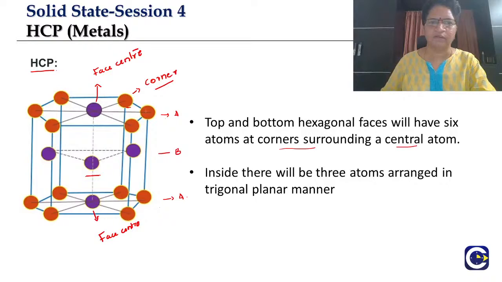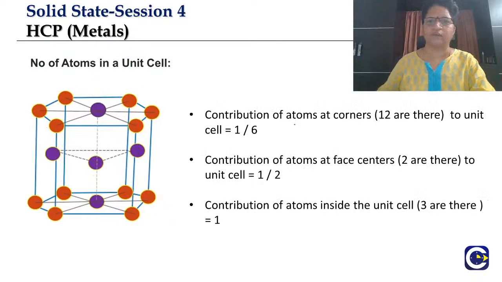And here we have how many? 6, and 1 at the face center, and 3, let me say, at the center of the body. Fine. Contribution of atoms at the corner: if we take up a cubic unit cell, there were 8 shared by 8 other unit cells. But here we have 6 at the top, 6 at the bottom, a total of 12, but they are shared by 6 other unit cells. So the contribution will be 12 into 1 by 6, equal to 2.